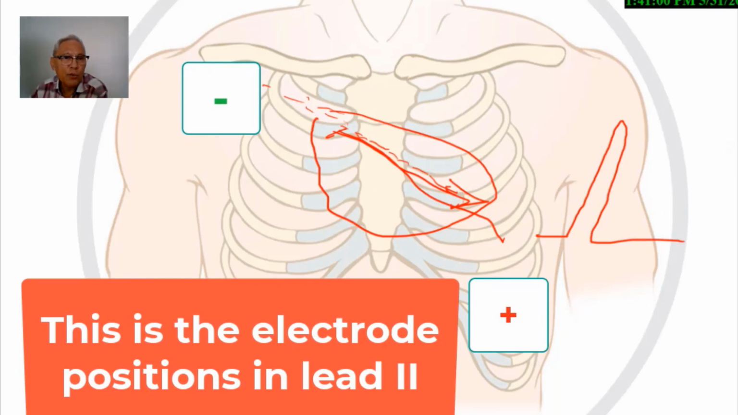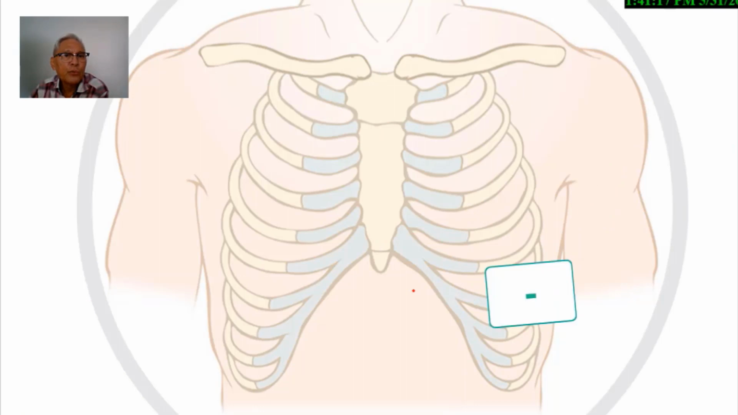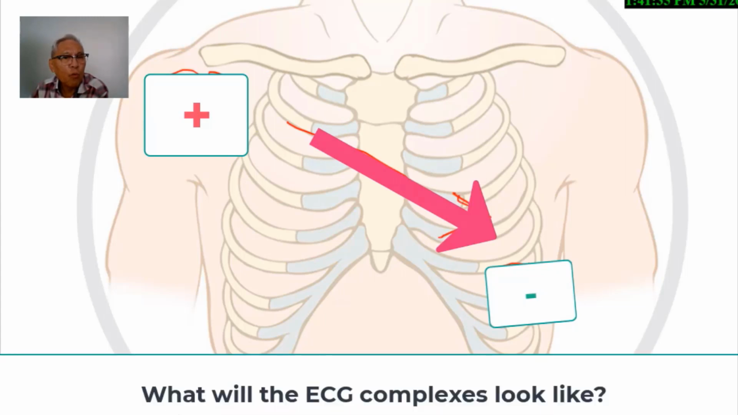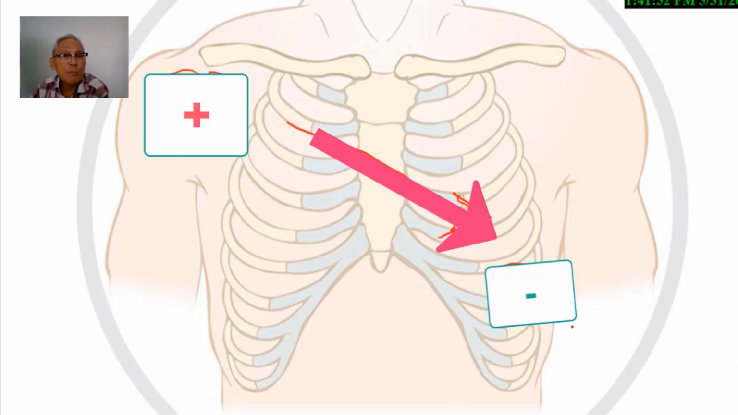Now let's suppose that we put the negative electrode right over here and the positive electrode right over here. And we said that the net flow of electrical current is going to be from right to left because the heart is oriented towards the left. What then will be the inscription on the electrocardiogram? Will it be a positively deflected waveform or a negatively deflected waveform? The answer to this question is, inasmuch as the direction of flow of the electrical current is towards the negative electrode, the result will be a negative deflection.